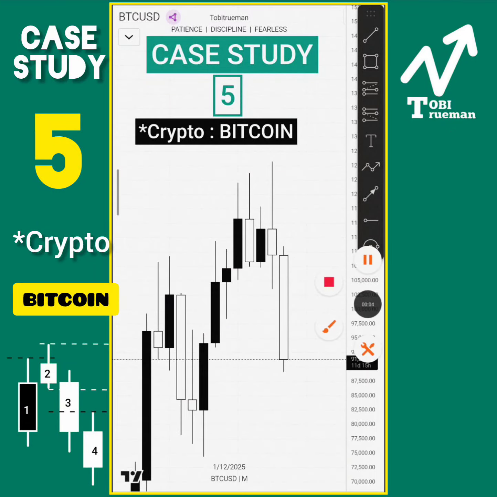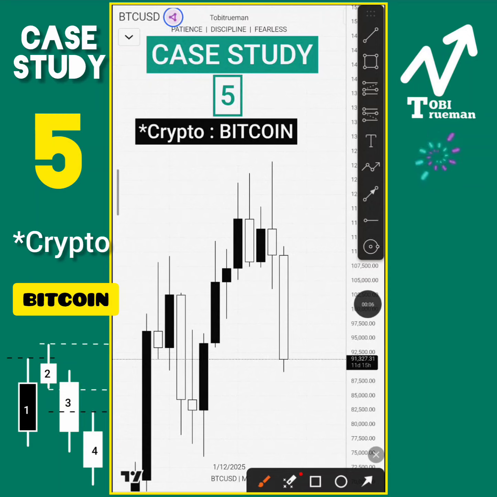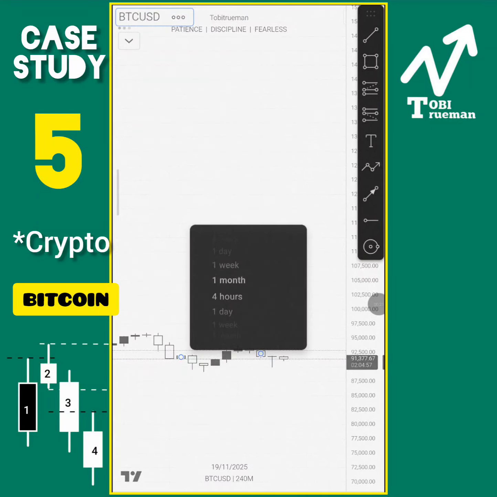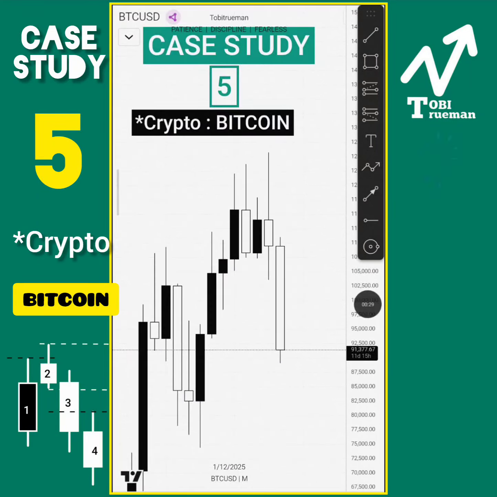You are welcome again. Let's look at case study number 5, and in this scenario we'll be looking at crypto, that's on Bitcoin, the father of cryptocurrency. So right now we're on the Bitcoin chart on the monthly time frame.